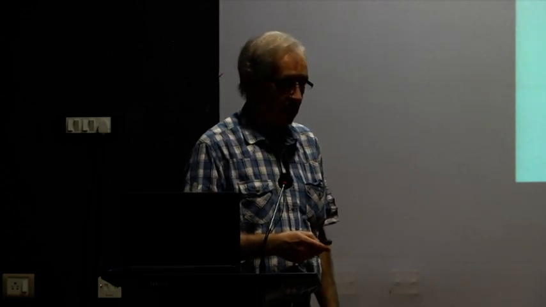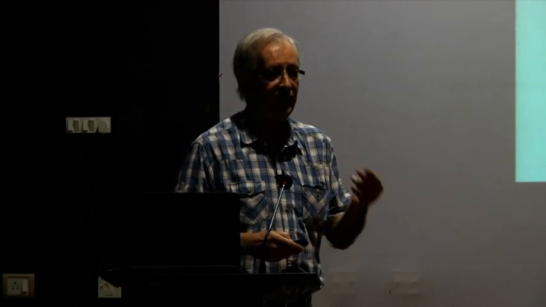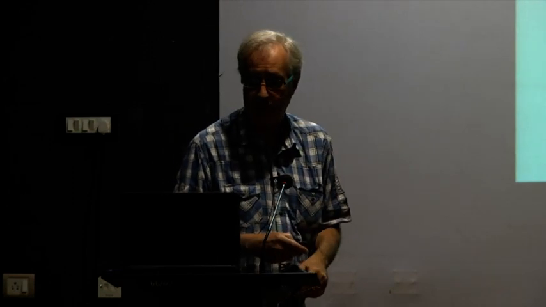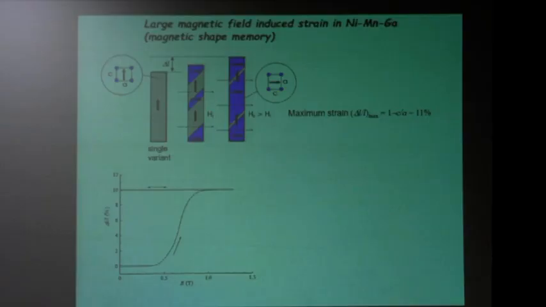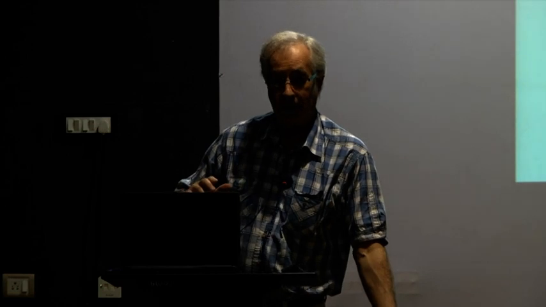But anyhow, the idea is to grow variants with a magnetic field so that one variant is transformed into another variant. And when we look at the strains of this, coming from here to here, first initially nothing happens, and then it goes up, and then we're back down here again. So we have what is known as magnetic shape memory.